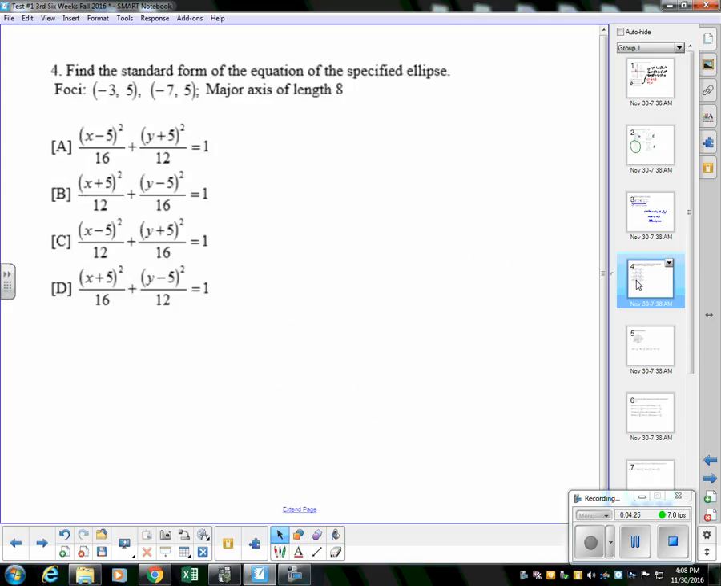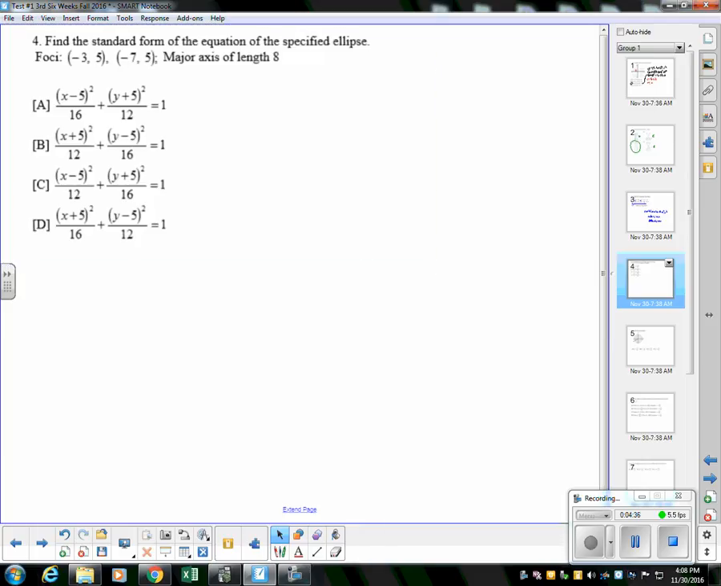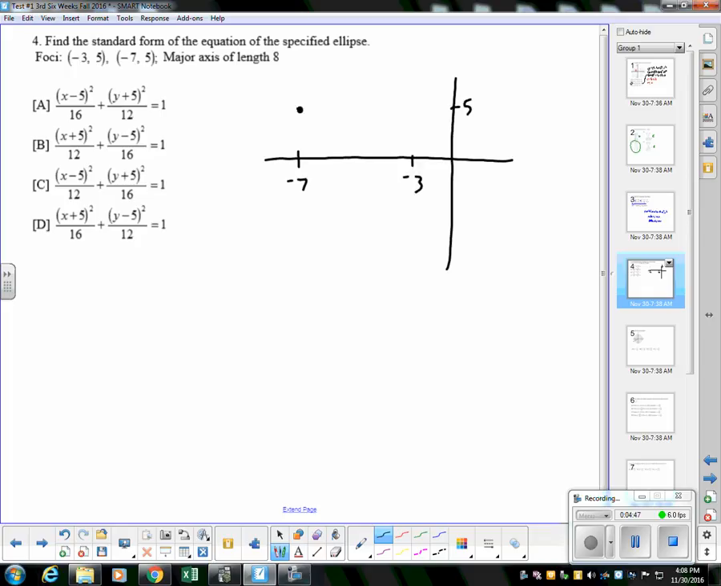All right, number 4 says find the standard form of the equation of the specified ellipse, and you're given some information, the foci and the major axis length. Now, if you want to do this out fully, I would suggest that you first graph it. I know I have foci at the points (-3, 5) and (-7, 5), which means that my major axis must be horizontal because the foci are on the major axis. Which means then that I must have an ellipse equation that looks like this.